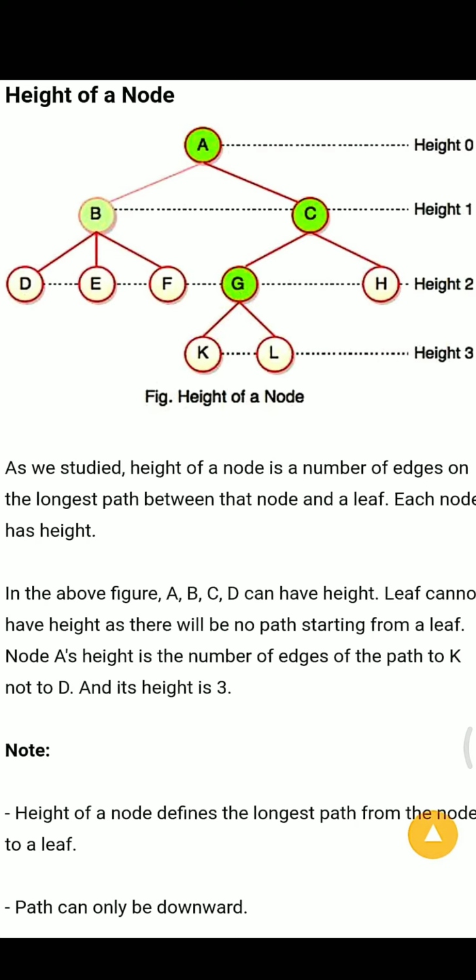So next, there is a note. The height of a node defines the longest path from the node to a leaf. Okay, this you have to remember. The path can only be downward. That path should be towards the downward itself. You cannot take it from bottom to up.